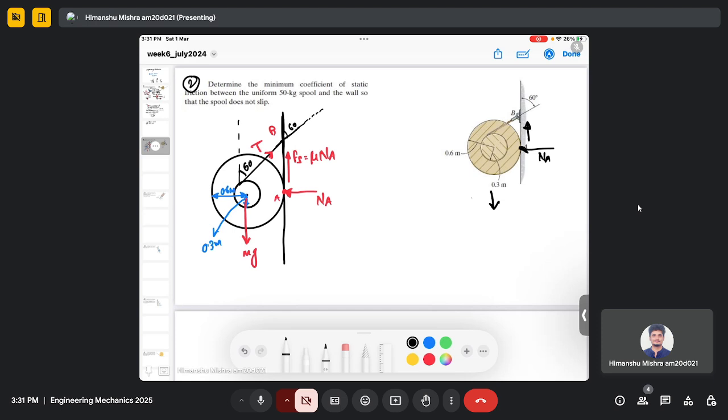Any reason you took N with a subscript here? Why not just N? I mean, I want to show that it is at point A. Yeah. Okay. So then we can proceed with our regular equations.